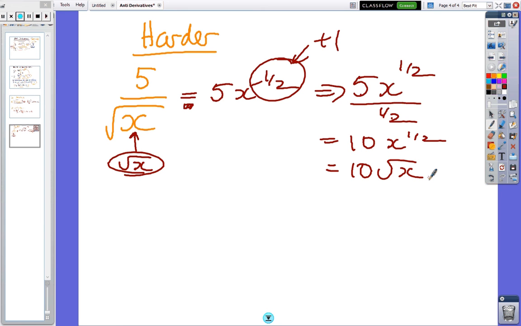Now, in all of these ones, you can test every single answer, because if you derive, you have to go back to the original function. Okay. And that's the last one.